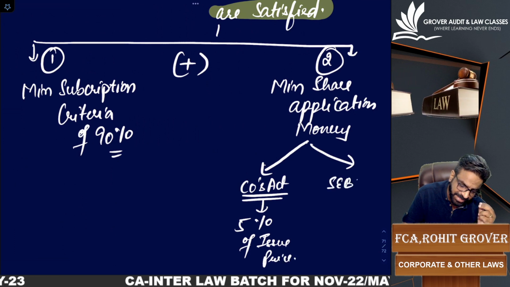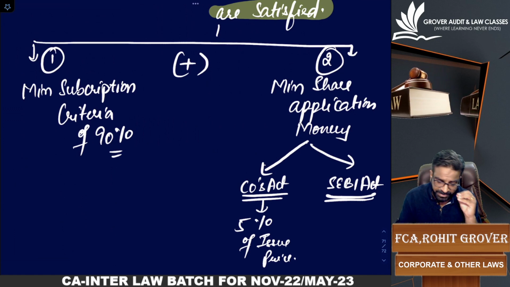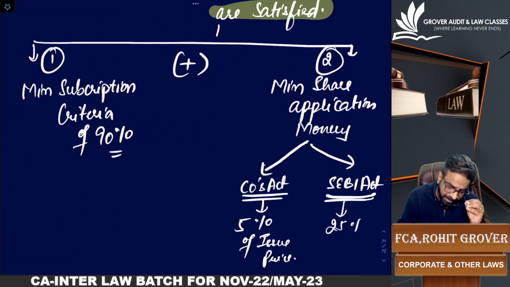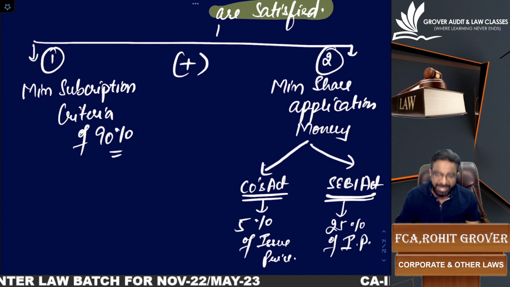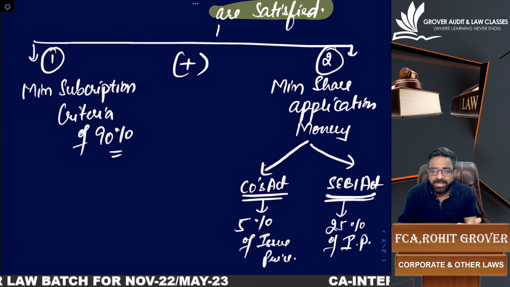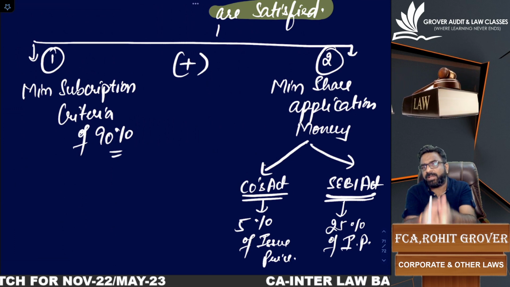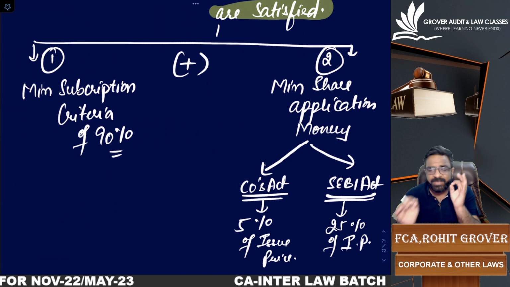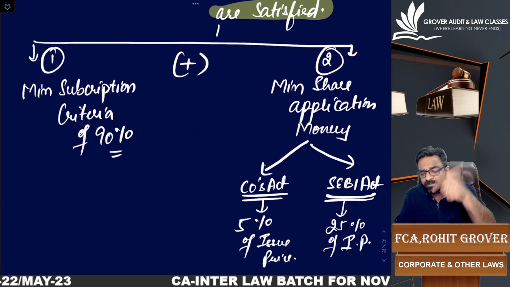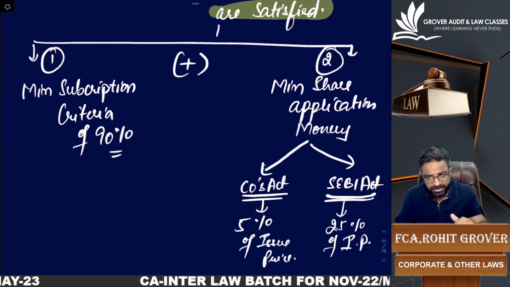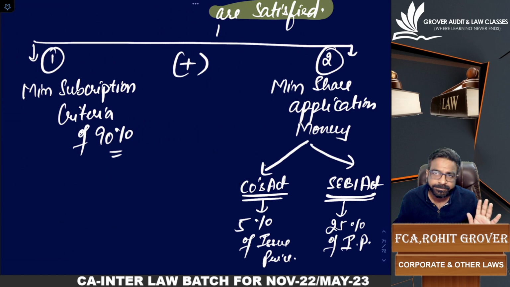But if it is a SEBI Act, I'm talking about which companies? Listed companies. It is 25% of the issue price. What I'm trying to tell, at the application only, you have to pay 25% of the issue price to the company. If the company does not receive 25% of the issue price at the time of what? Application, then in that case, is allotment allowed or null and void? Null and void.